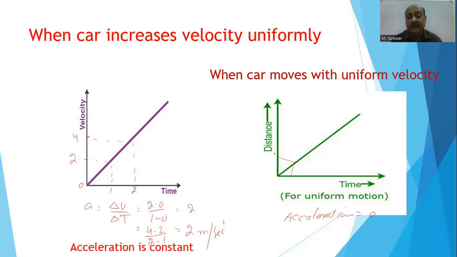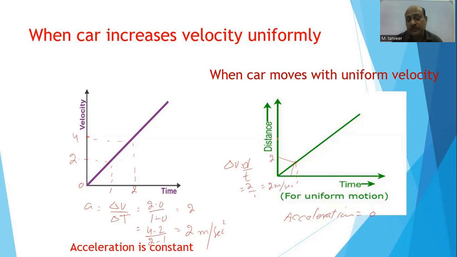But in distance time graph, speed is constant. Since speed is equal to distance divided by time, when you find speed at any instant, speed will be same. Suppose distance covered is 2 and time is 1 second. 2 divided by 1, speed is 2 meters per second.